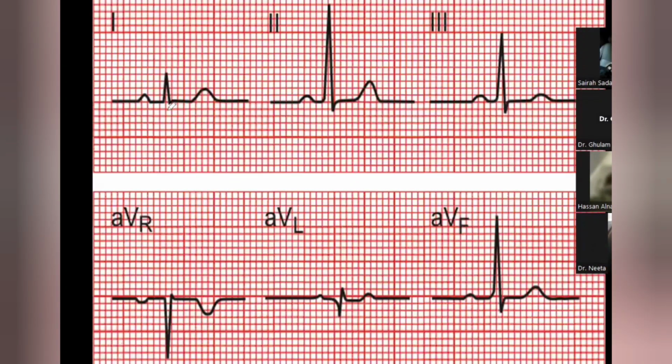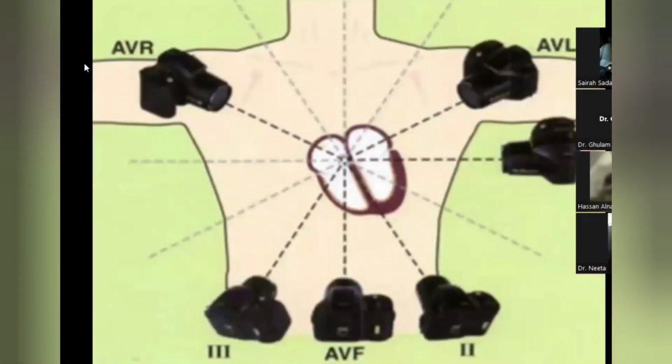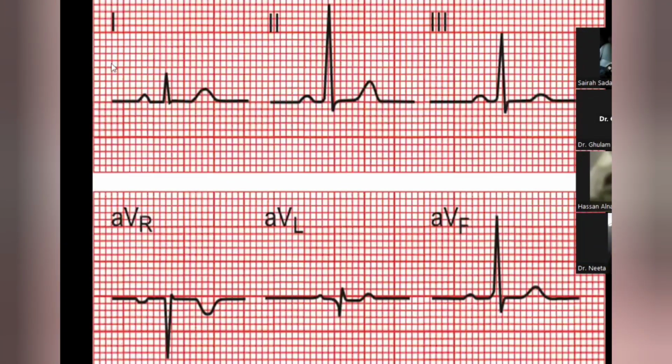Now, how do we have a positive deflection, and in which lead will we have a positive deflection? For that, again, you have to go back to this slide. I will take it one by one. Now, as you can see, in lead 1, lead 2, lead 3, and except for AVR, in all the limb leads, normally, in a normal patient, we will have a positive deflection.